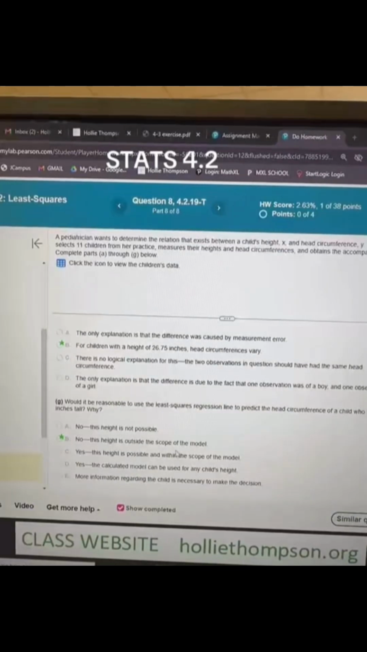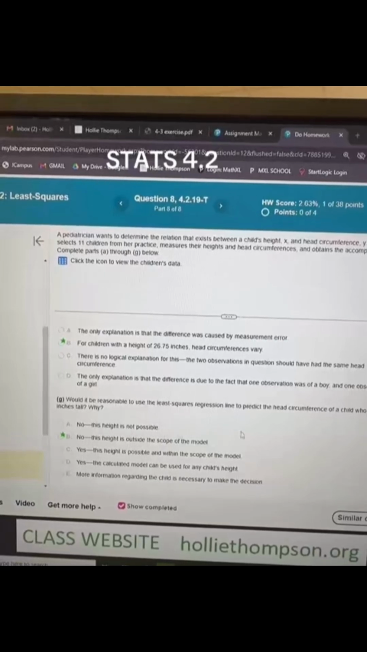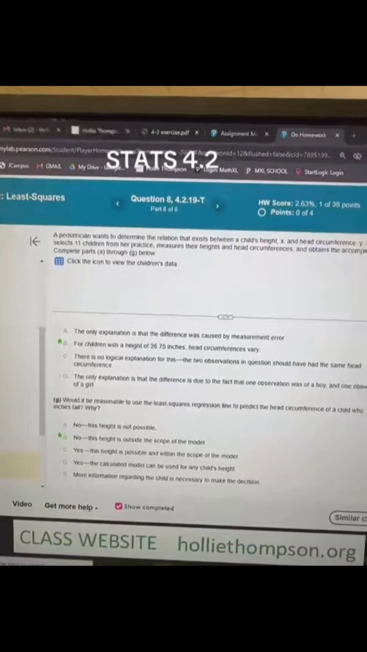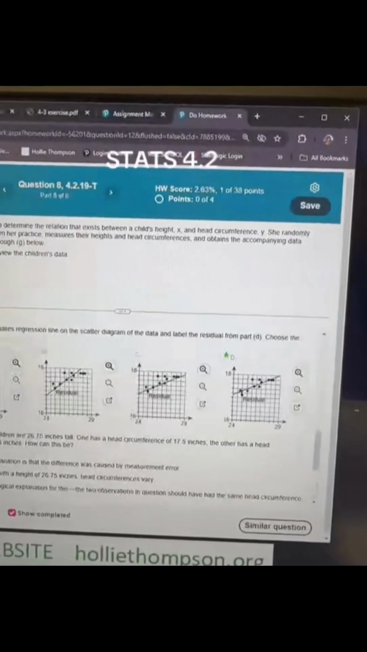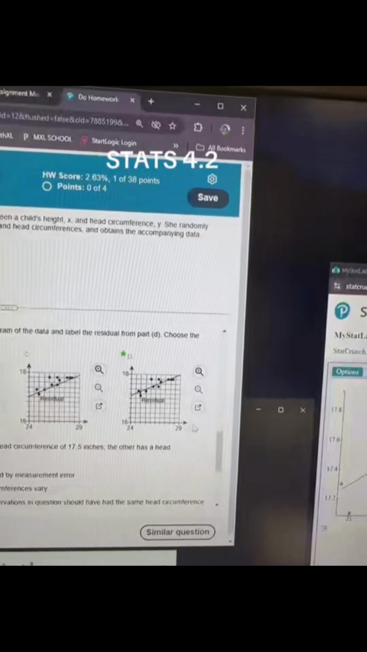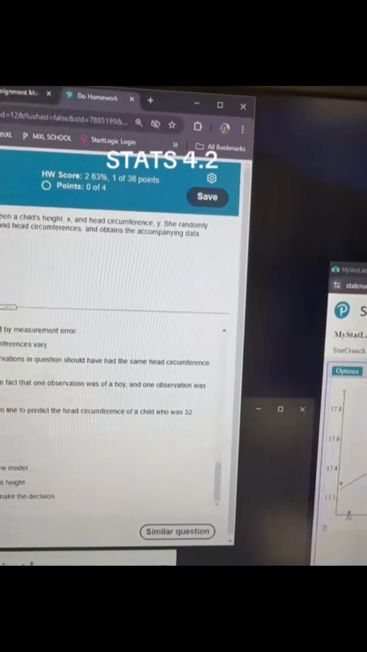No, the height is outside the scope of the model. That's because you're looking at this height. They gave us 32, and 32 is way outside of our graph. 29, 32. So that would not matter. You're using the graph to answer these questions.